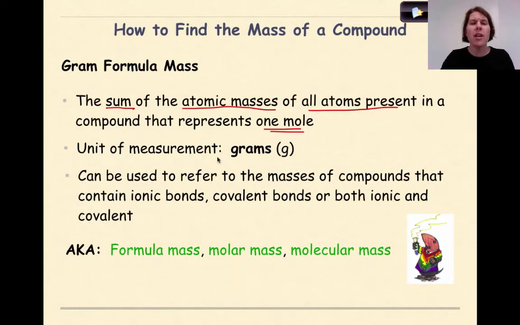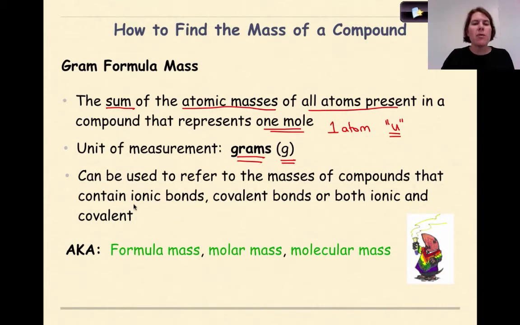The unit of measurement to use with gram formula mass is grams, represented by a lowercase g. Now, this is representing 1 mole of something. If you had to find the mass of a single atom, we would use the symbol U, which is on the front of your reference table. You might have seen in different textbooks the use of AMU for the atomic mass unit, but in New York State we use the symbol U, so FYI.